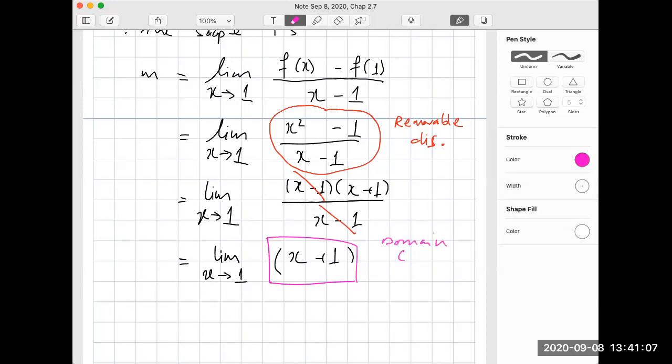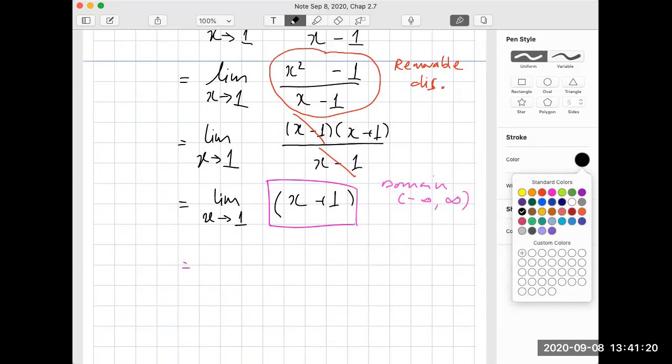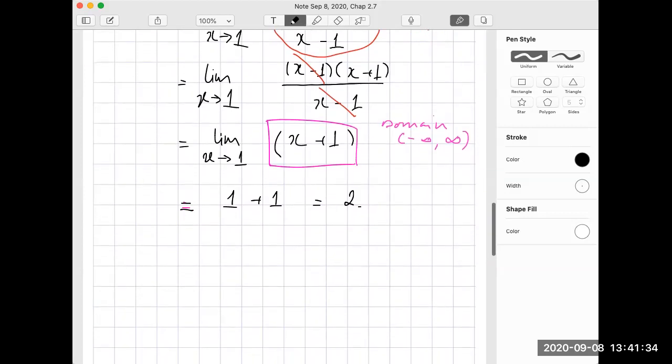Or from negative infinity to infinity. Therefore, it is continuous at x equals 1. It means the value of this limit is the evaluation of this, which is 2, right? So we have the slope of this line.